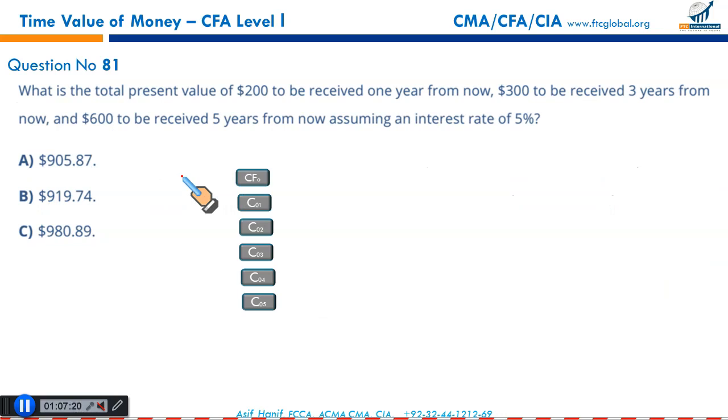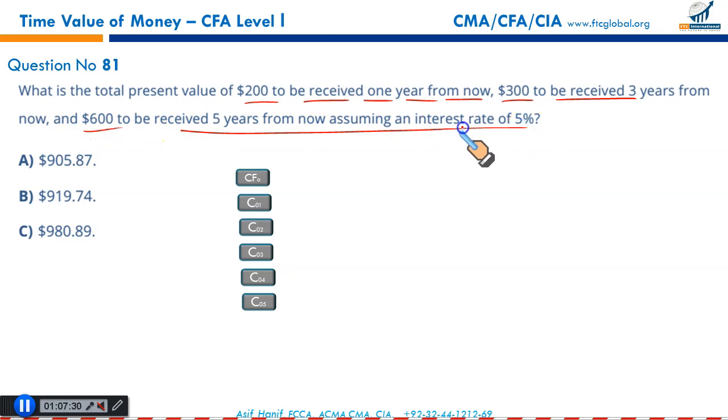Next, what is the total present value of $200 to be received 1 year from now, 300, 3 years from now, and 600, 5 years from now? First of all, this 200 is coming at the end of year 1, 300 to be received in 3 years is right here, and this 600 is coming at the end of year 5. So there are no cash flows in these intermediate years.